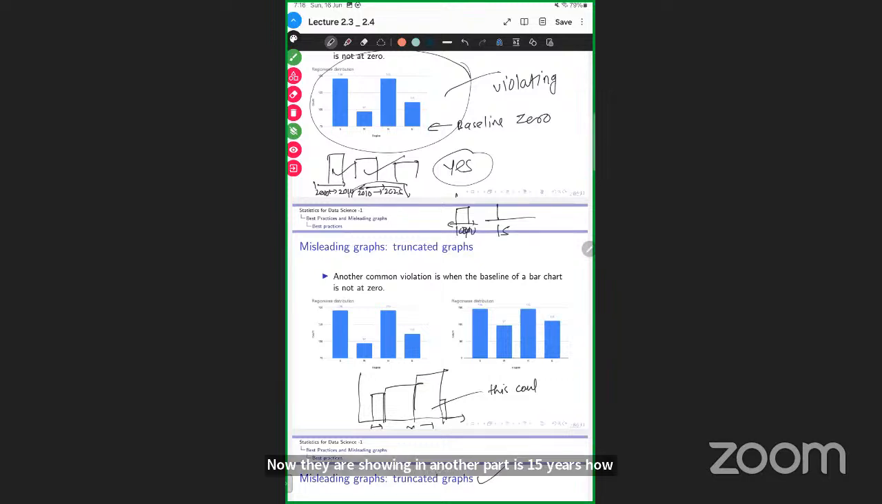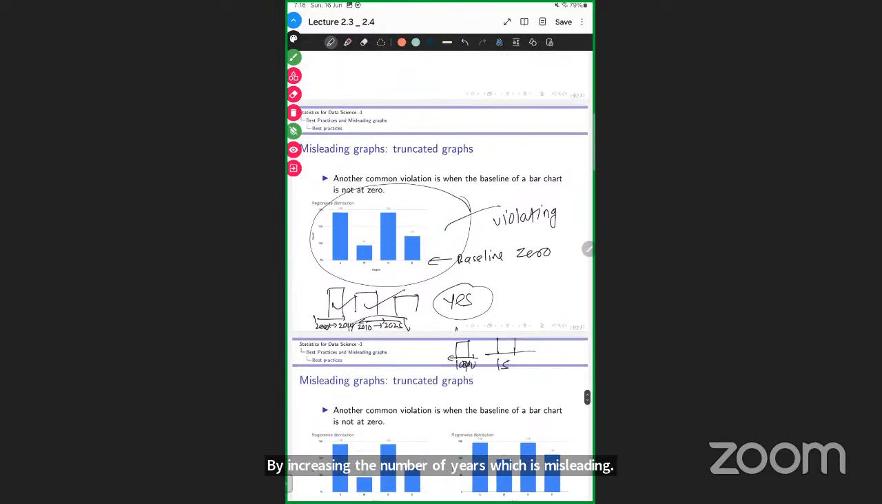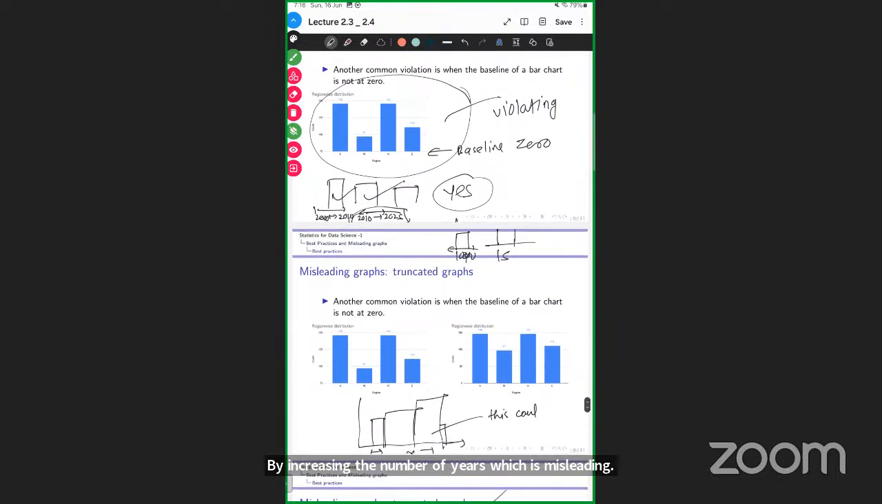It could be higher, it could be lower. Let's say they are trying to show that our profit is not decreasing by increasing the number of years, which is misleading. So that's why the context is also kind of important. But yes, it is misleading.